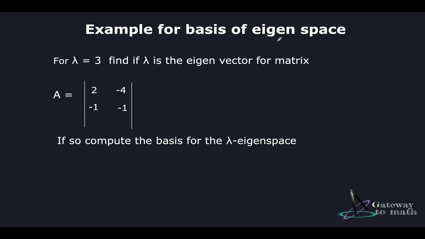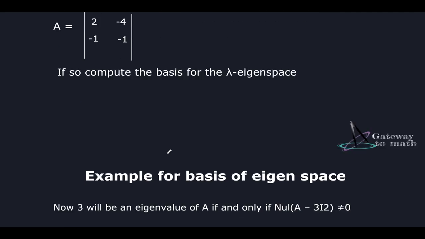So, example for basis of eigenspace. Now let us take an example. We have eigenvalue as lambda equals 3. Find if lambda is the eigenvalue for matrix. That is what we are supposed to find, first question. And if so, compute the basis for the lambda eigenspace. And if it is true, then we have to find the basis for the lambda eigenspace.